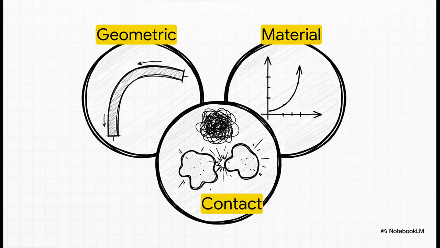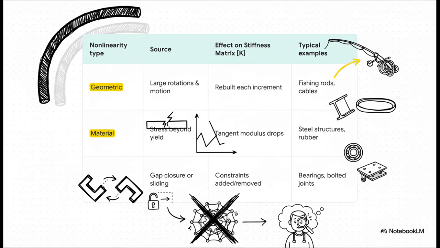Now, sometimes a problem is driven by just one of these, but more often than not, you've got a couple of them, or even all three, happening at the same time, interacting in really complex ways. I love this table because it's such a great roadmap. Just look at how each type has a totally different source. Geometric is all about the shape changing.